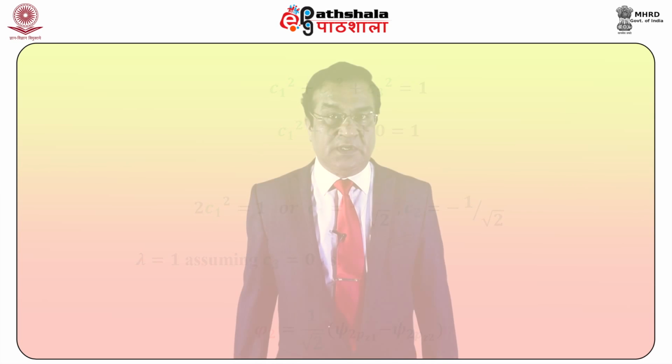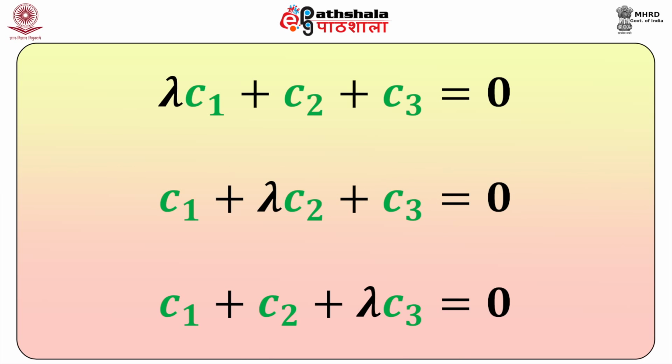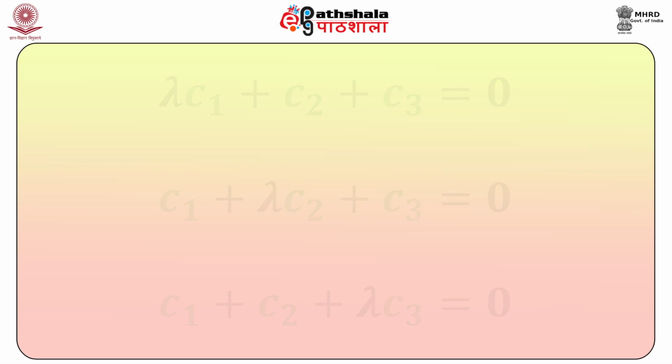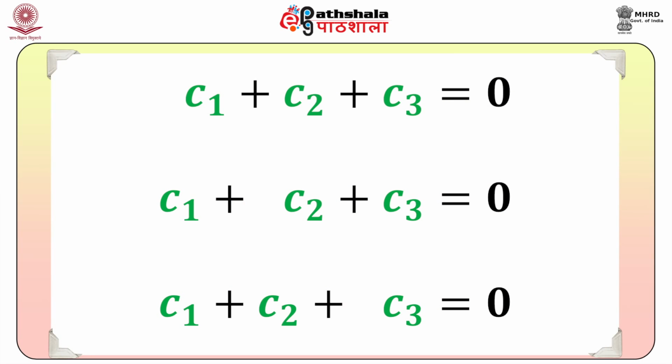As you must have noticed in our calculations, now we will determine the molecular orbital for lambda equal to 1. Now if we put lambda equal to 1 in the secular equations, the 3 equations, each one of them, as you can see, looks the same.